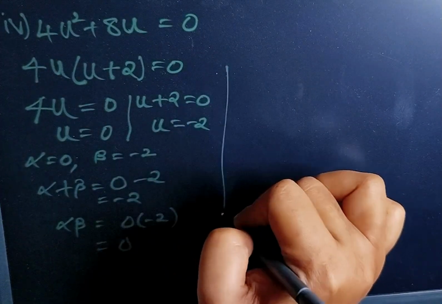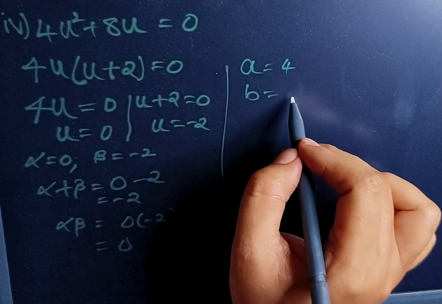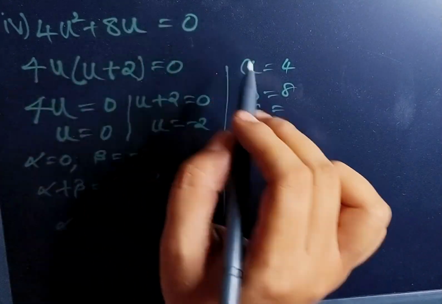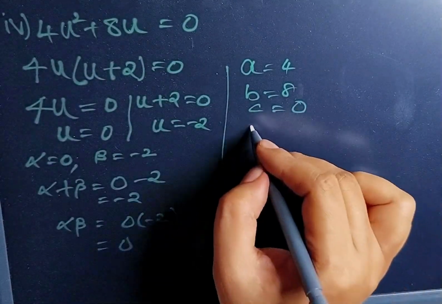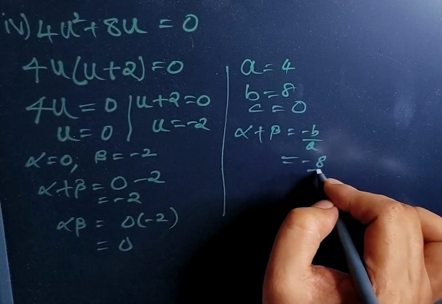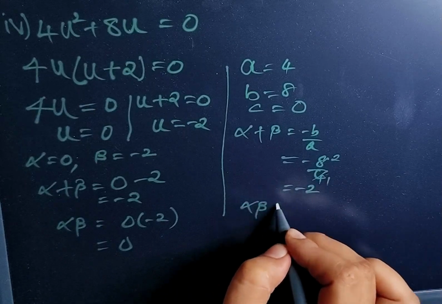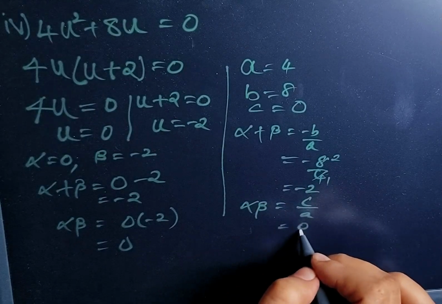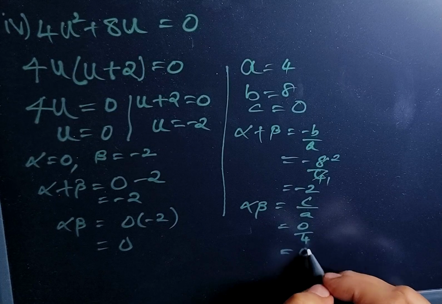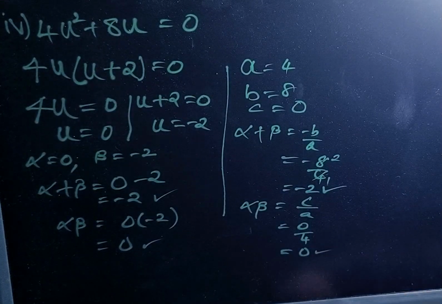Next, by coefficient method, coefficient of u square is 4, B, coefficient of u, is 8, and C, since we don't have a constant term, it will be 0. Then alpha plus beta is minus B by A, that is minus 8 by 4. 4 2s are 8, so we'll have minus 2. And alpha beta, C by A, 0 by 4. 0 by any number will have 0. So alpha plus beta is minus 2, alpha beta is 0. Since the values are same, the relationship is verified.